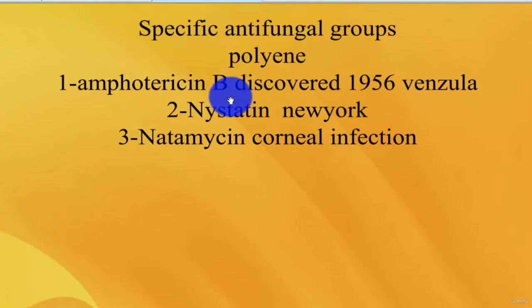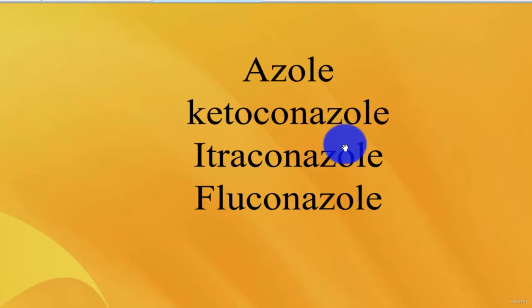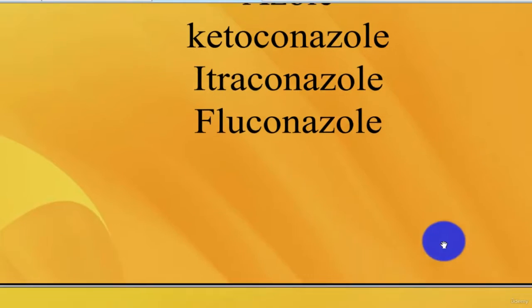Polyenes: amphotericin B, discovered in 1956 in Venezuela. Nystatin, discovered in New York. Natamycin, and it's used in corneal infection treatment. Azoles: ketoconazole, itraconazole, fluconazole.